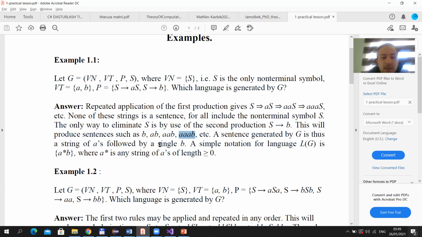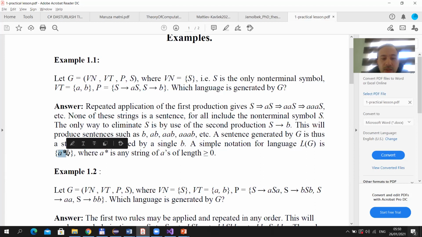So the language that can be generated by the given grammar is the string of A's followed by a single B. A simple notation for the language L(G) is in that case A* B, where A* is any string of A's of length greater or equal to 0. If it's equal to 0, then the language would be just B, by the second rule.